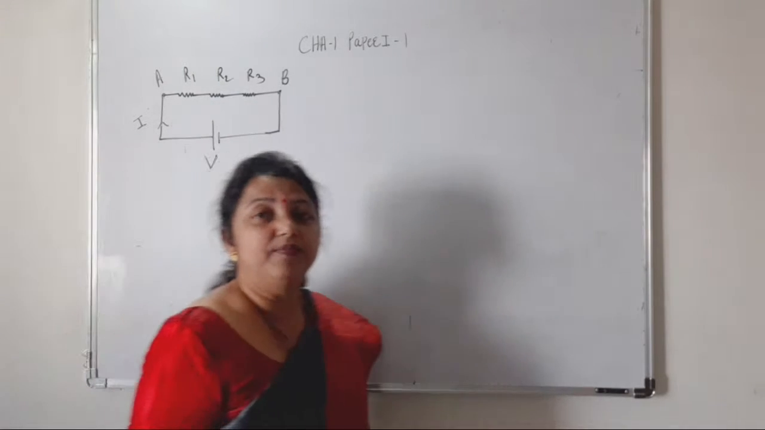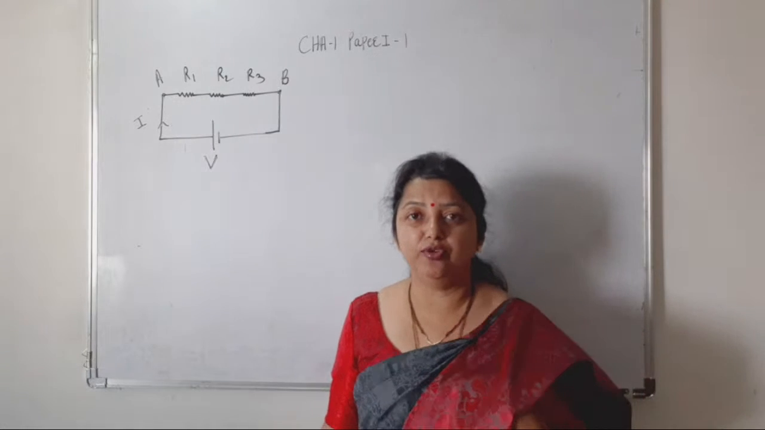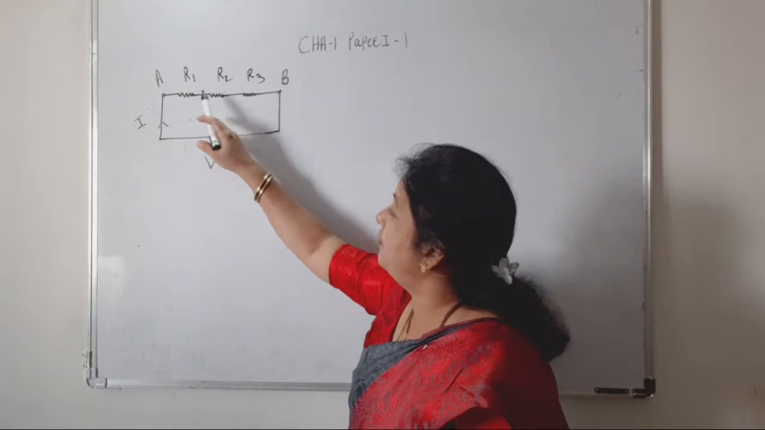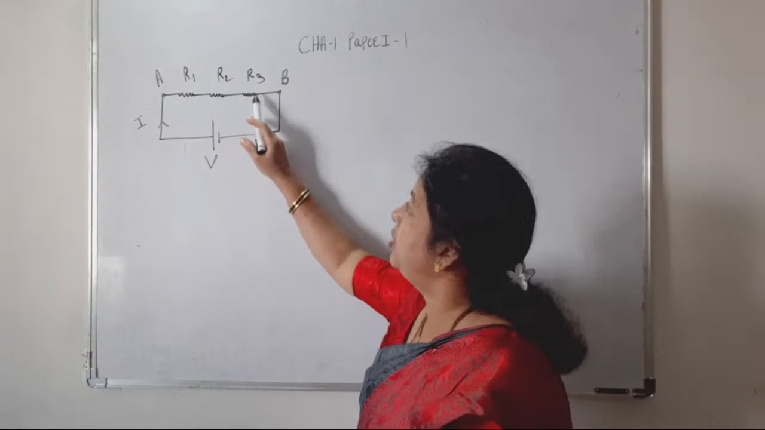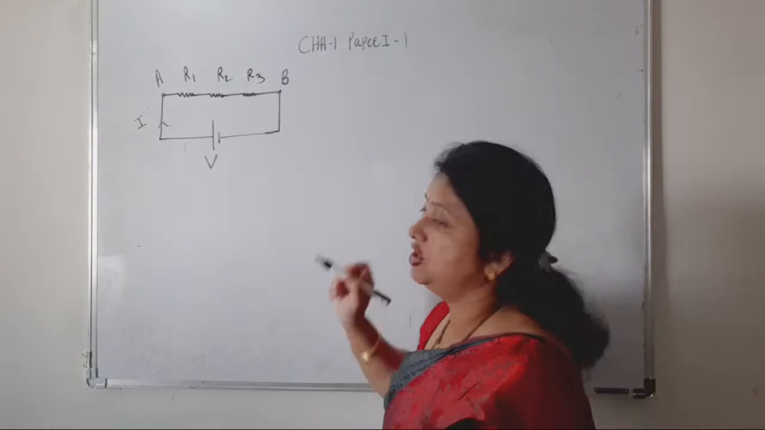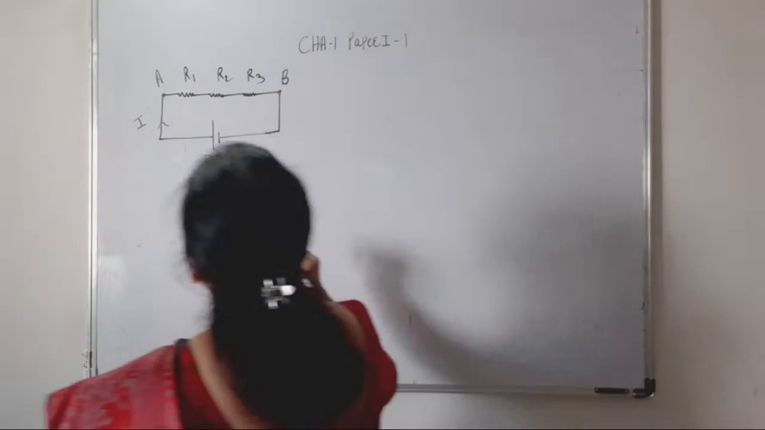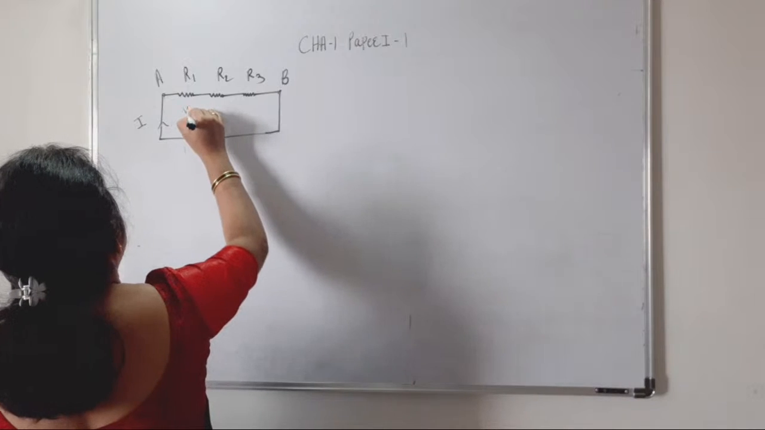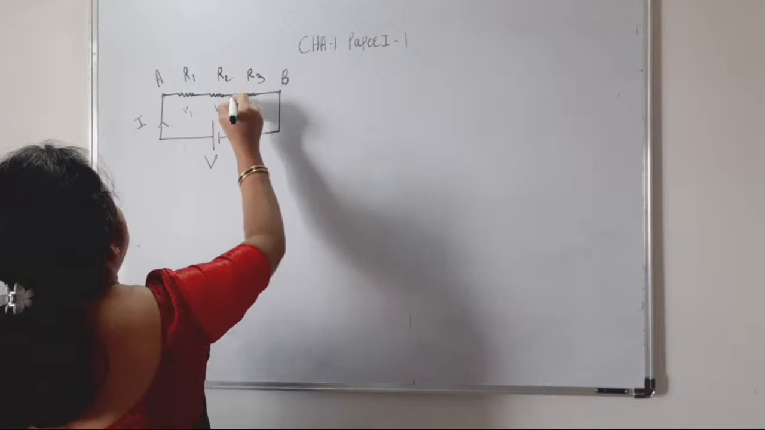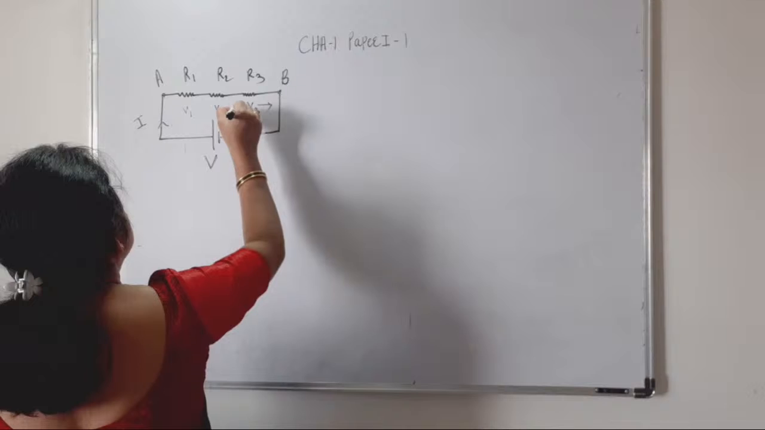Now whenever the resistances are in series, the current through them is the same. You know that already. I is the current through R1, I is the current through R2 and I is the current through R3. Therefore, how do you write potential drop? You know V is equal to IR. Therefore, V1 is the potential drop across R1, V2 is the potential drop across R2 and V3 is the potential drop across R3.